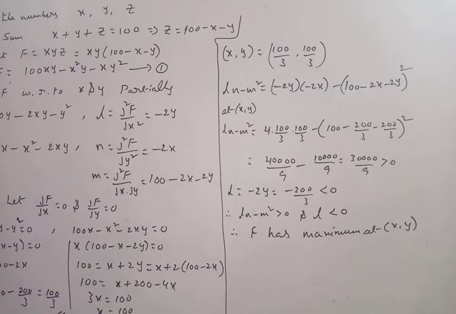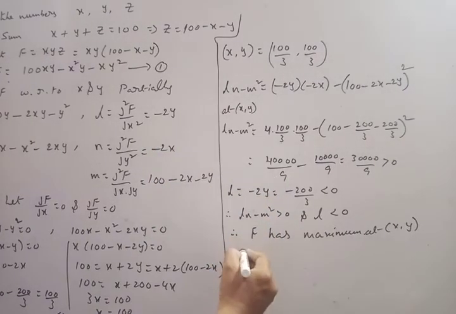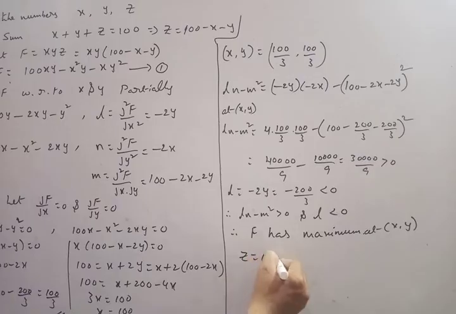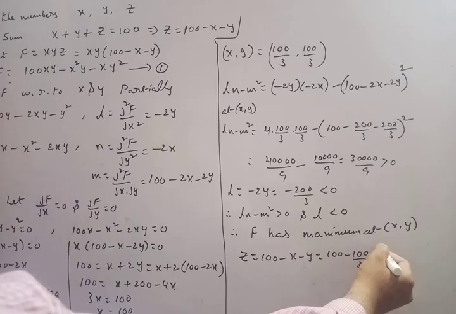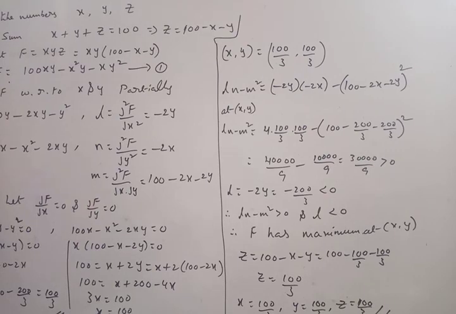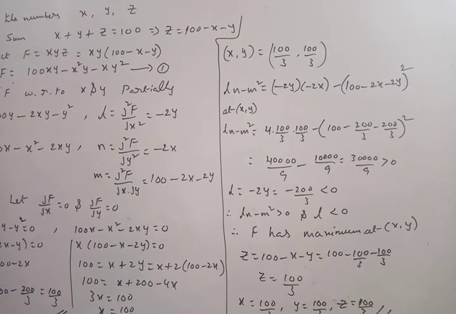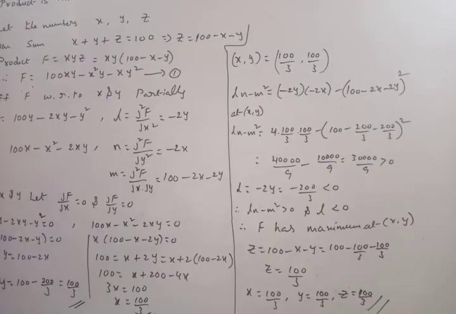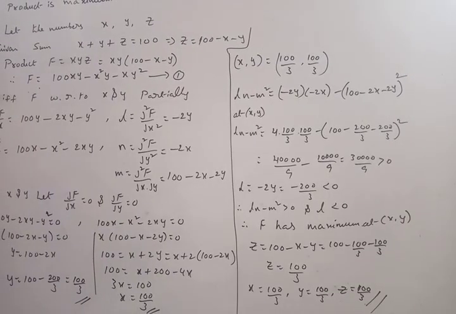So then he's asking only for three numbers. So x is 100 by 3, y is 100 by 3. So z is equal to what? The third number is 100 minus x minus y. So 100 minus 100 by 3 minus 100 by 3. So z is equal to 100 by 3. Therefore x is equal to 100 by 3, y is equal to 100 by 3 and z is also 100 by 3. These are the three numbers whose product is maximum.